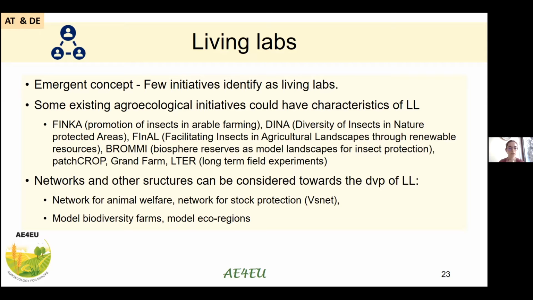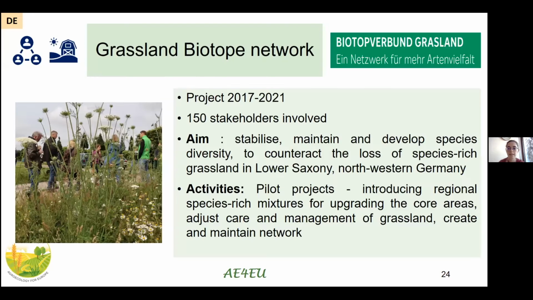The example I chose to illustrate this, on the next slide, is the initiative called Grassland Biotope Network. It is a project aiming to stabilize, maintain, and develop species diversity in northwestern Germany. For this, pilot regions were selected and specific management plans were established.